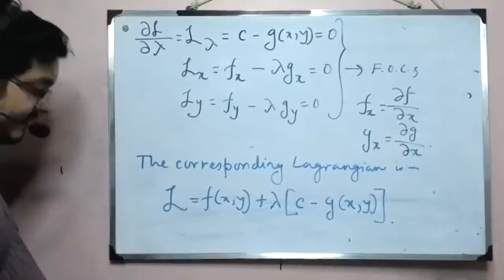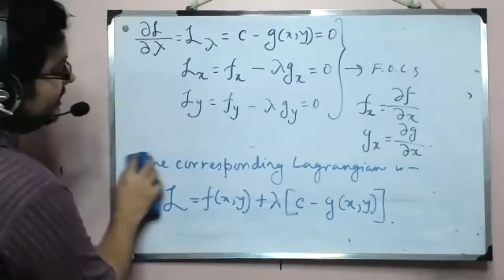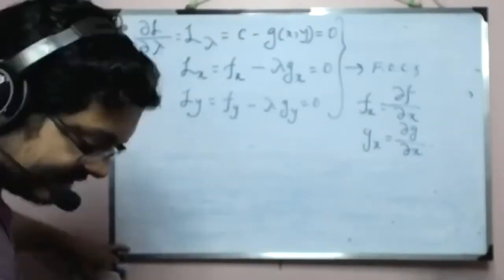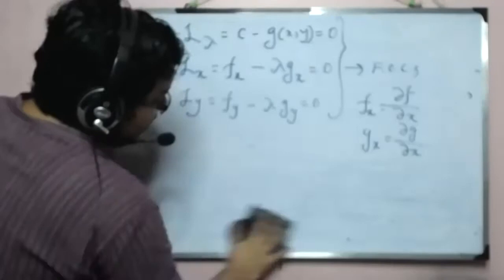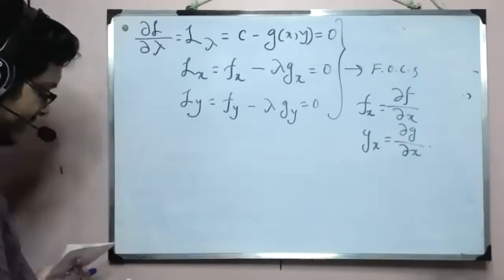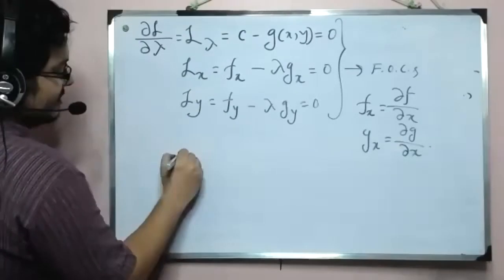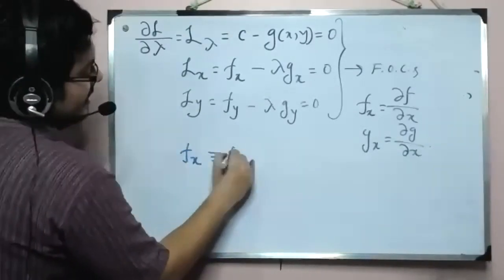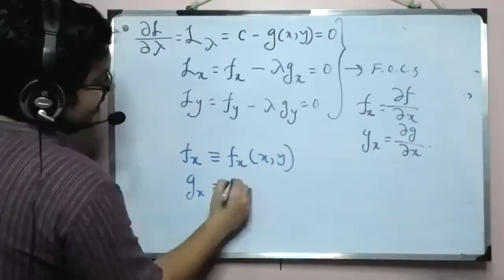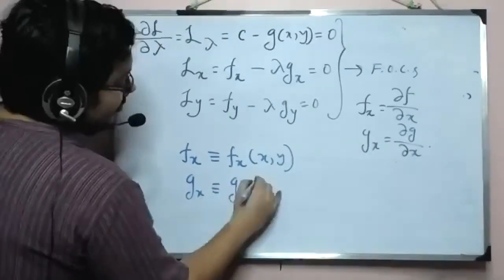Just before moving into something else, I'll mention that you should never assume that del f del x or del g del x are just functions of x or y. Always keep in your mind that my fx is a function which involves both x and y. My gx is a function which involves both x and y.